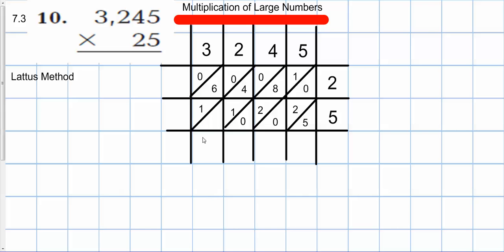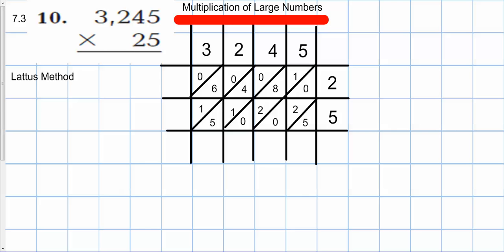Again, I'm going to go back, and I'm going to make sure that my multiplication is correct before I try to start adding. 15. 5 times 2 is 10. 5 times 4 is 20. 5 times 7 is 25.